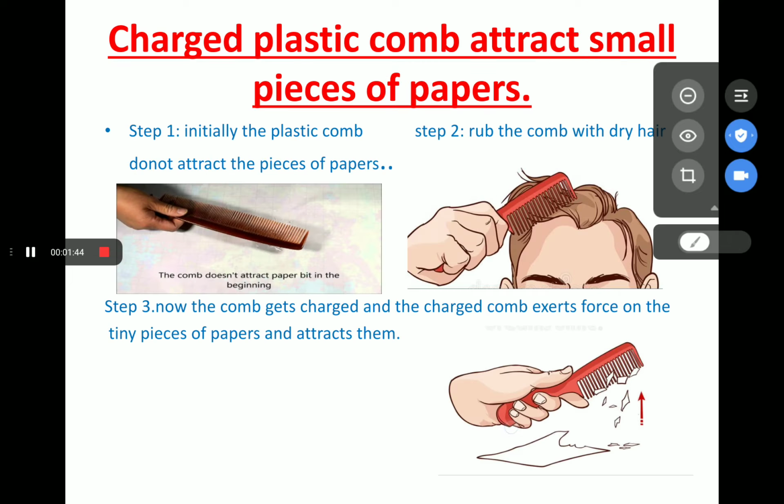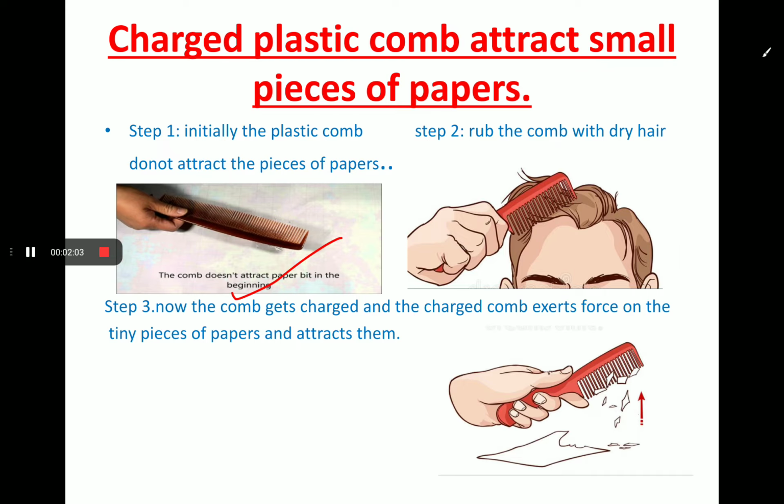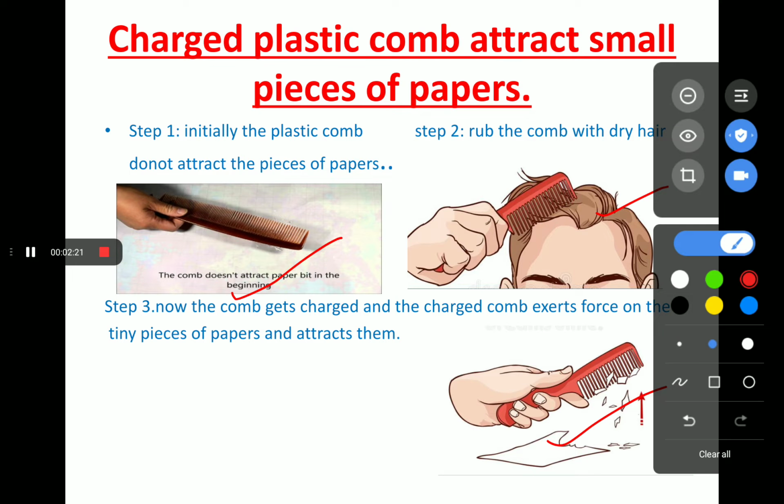In the first experiment, which is known to all, when we rub a comb in dry hair, then this comb attracts small pieces of paper, as you can see in the image. First there is a comb, and in this figure the comb does not attract the small pieces of paper. But when we rub the comb against dry hair, then the comb is electrically charged and it attracts the small pieces of paper.